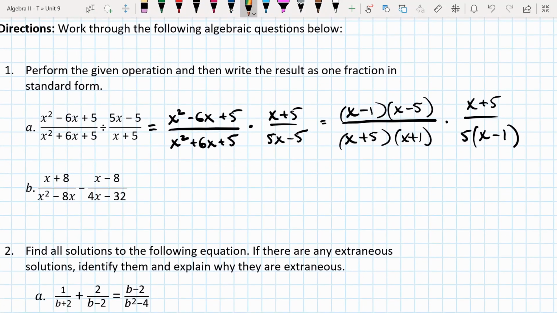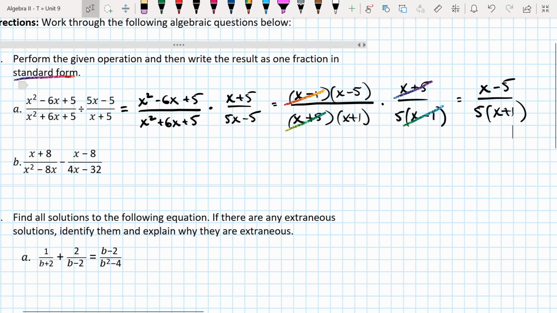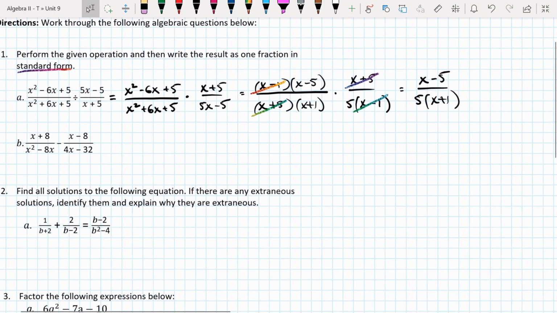So what will happen now is the x plus 5s will cancel. The x minus 1s will also cancel. And so we're left with x minus 5 over 5 times x plus 1. But the question wants our final answer to be in standard form. And so what that means is we're just going to multiply the 5 in the denominator to the x and the 1. So our final answer here for the first one is x minus 5 over 5x plus 5.